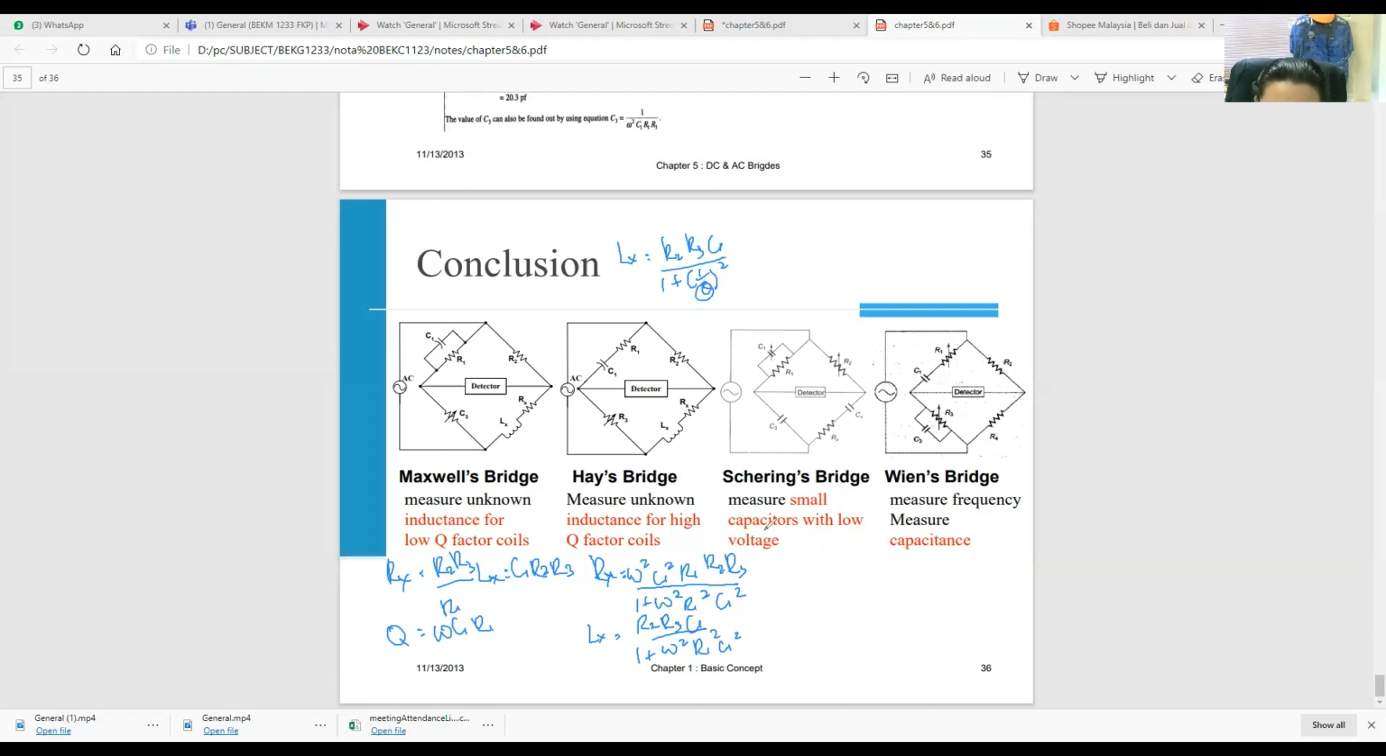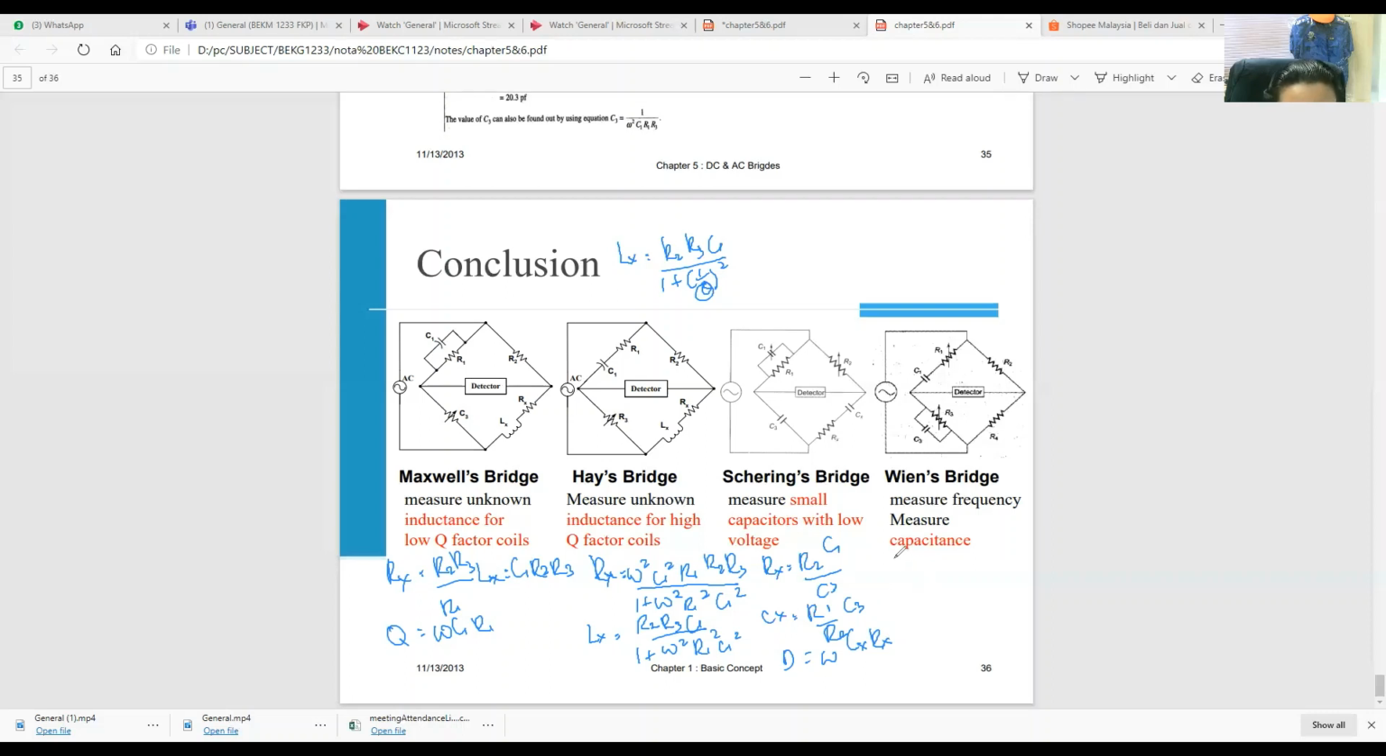Next, for the Schering bridge, to calculate Rx equals R2 multiplied by C1 over C3. To calculate the capacitor, Cx is R1 divided by R2 multiplied by C3. Then to calculate the dissipation factor, D equals omega multiplied by Cx multiplied by Rx.